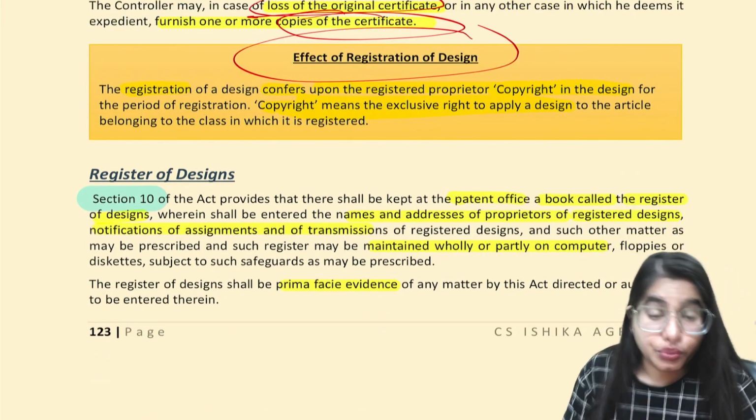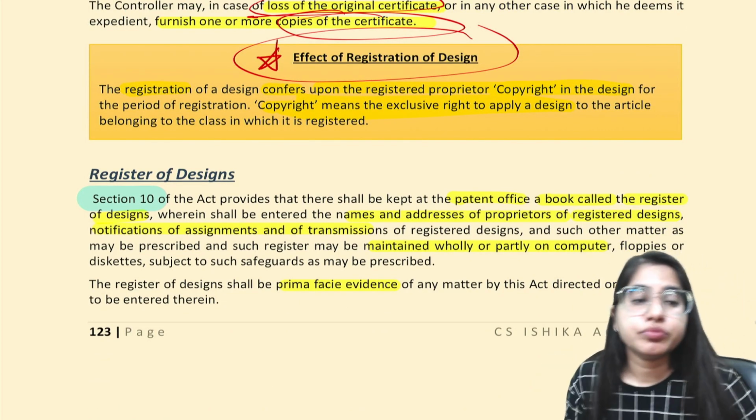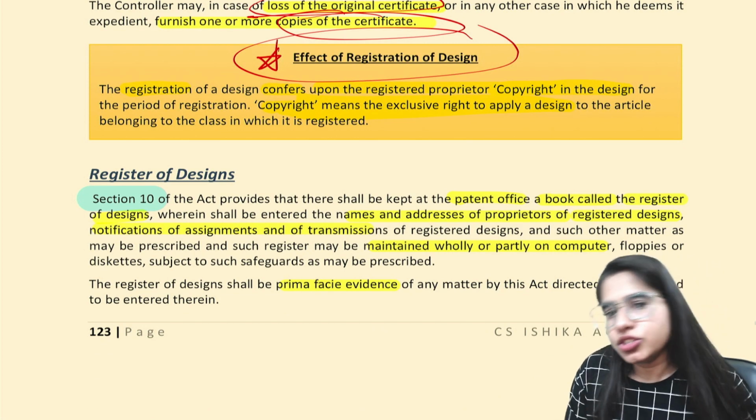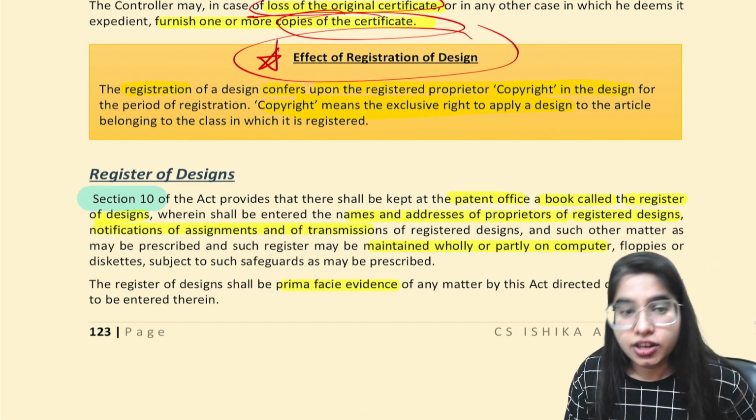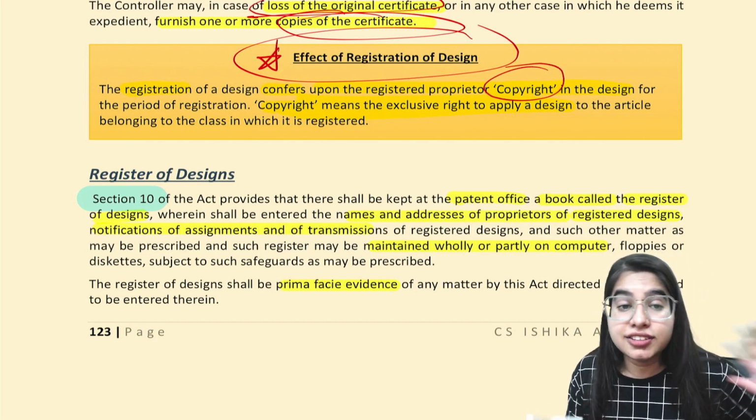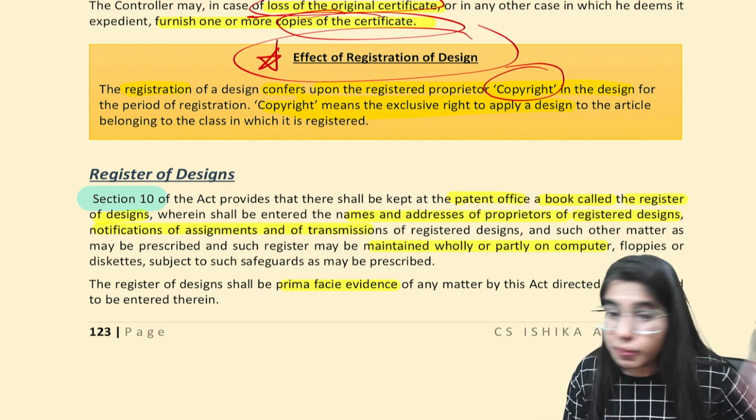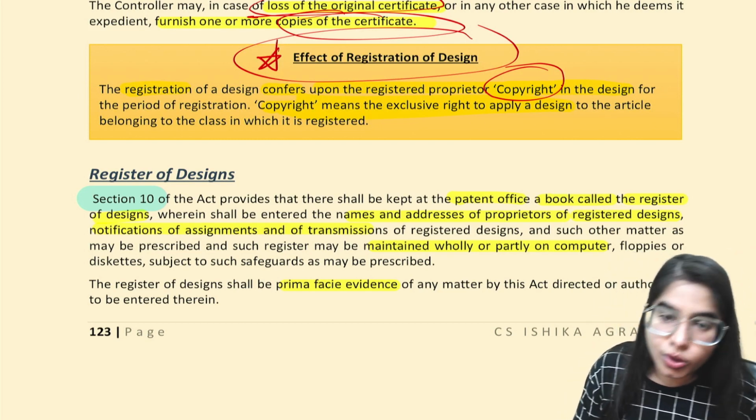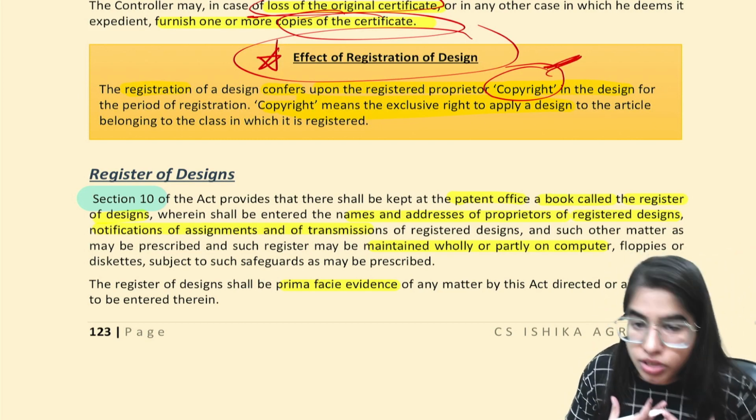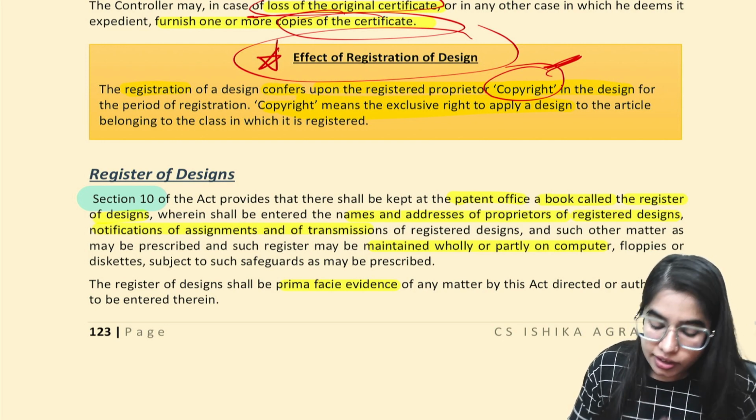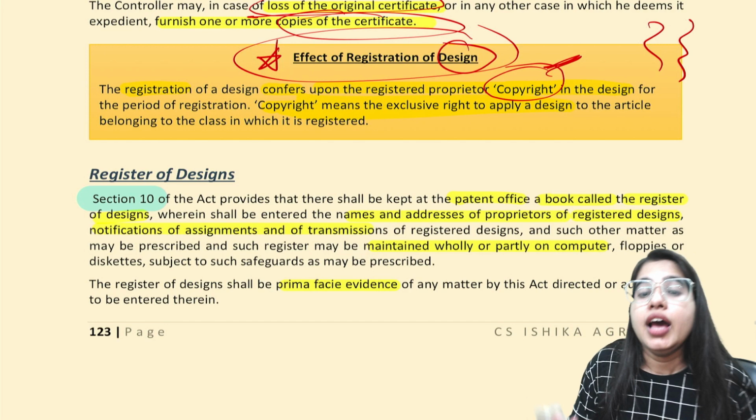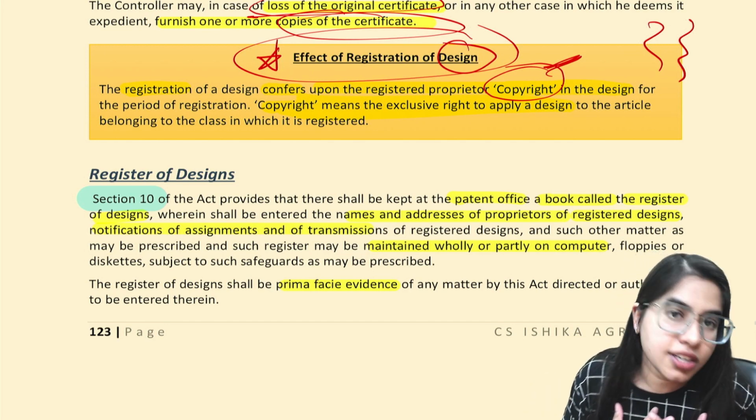What is the effect of registration? Now this is important. Effect of registration of design. When you register your design, you get copyright of design. This is not the normal copyright, not the copyright of a book or a painting. Here copyright means the exclusive right to use that design. Let's say I made a unique design of a bottle, and that unique design is registered in my name.